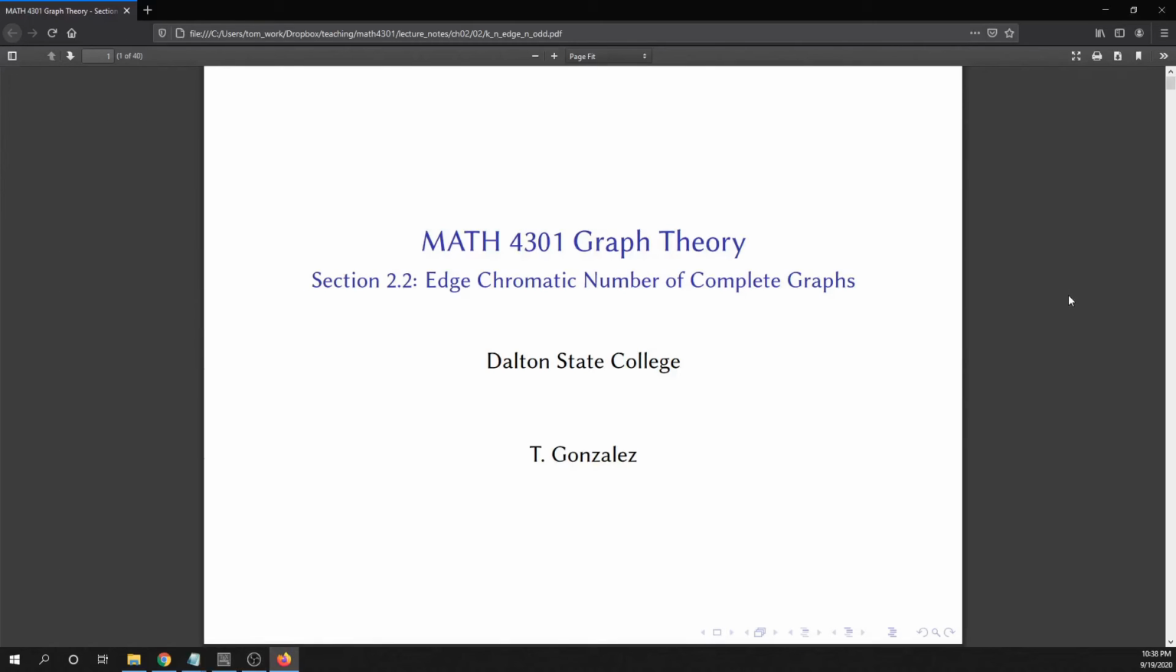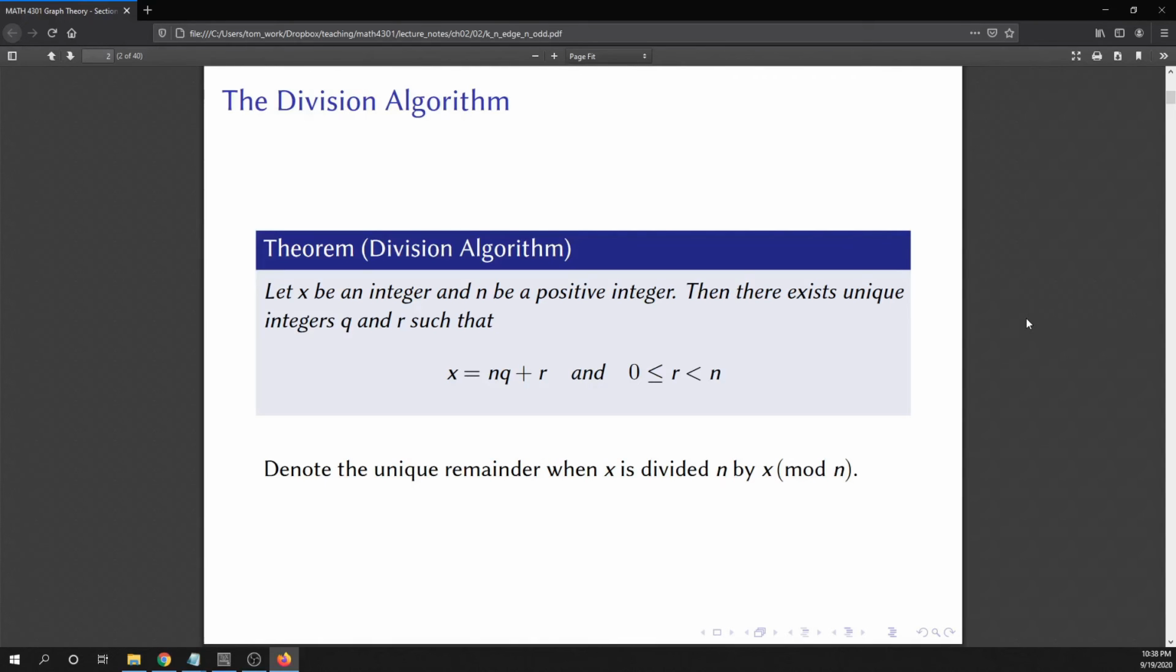All right, in this video we are going to talk about the edge chromatic number of complete graphs, and specifically where the number of vertices is odd. Looking at the proof from our book, I'm just not that crazy about it, to be honest with you. So this is an alternate proof than what's in the book.